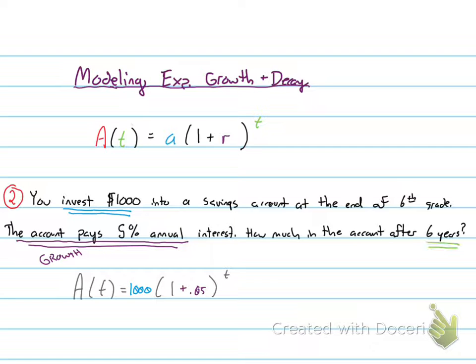Next, I want to know how much would be in my account after 6 years. So I'm going to plug in 6 for my t. Now from here, I plug this into my calculator, and it's going to spit out $1,340.10. So I can estimate that if I'm earning 5% interest every year, I would have around $1,300 after 6 years in that account.